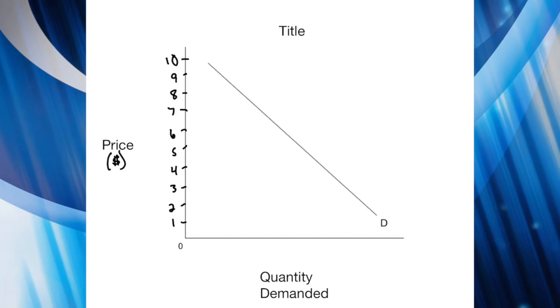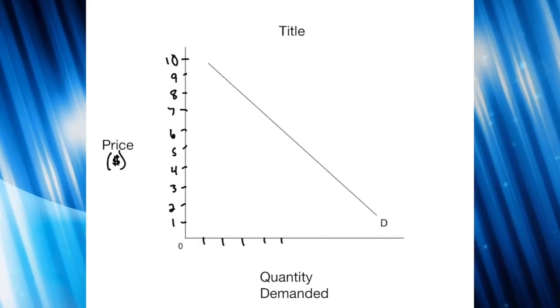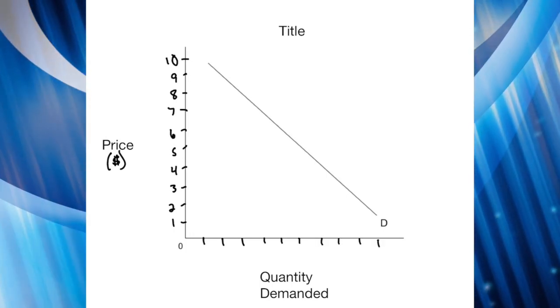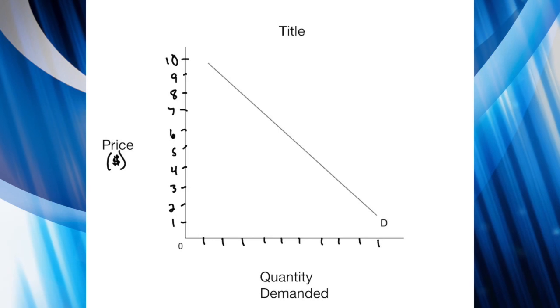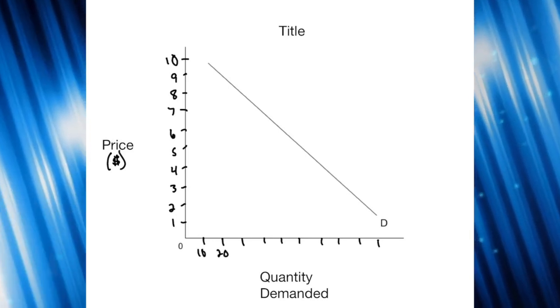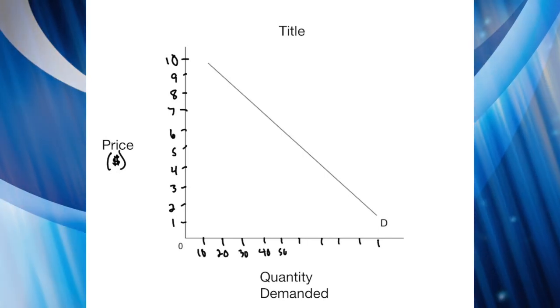And then the same thing goes for the quantity demanded. Make sure that each of the hash marks are as close to what you can get. I had a couple in the middle that weren't necessarily there, but well, let's go by 20s, or go by 10s. 30, 40.